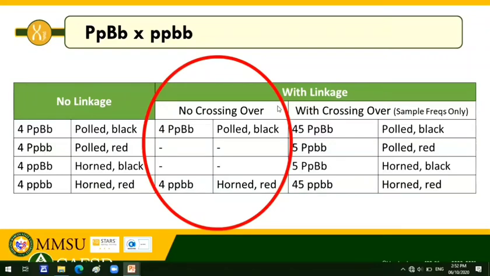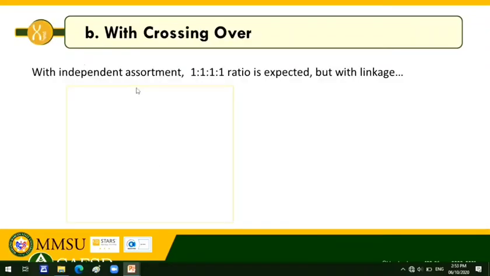We will discuss the last part of the table in the next slide. Okay? So, with independent assortment, we have 1:1:1:1 ratio. That is the expected. Diba? Following Mendelian laws of inheritance. But with linkage, these are the results.